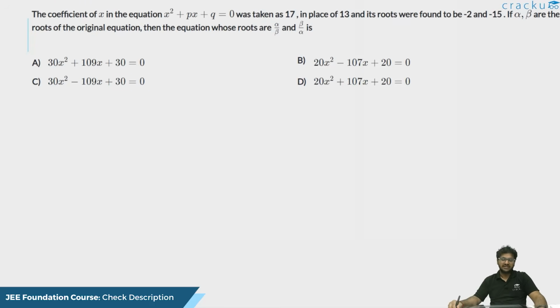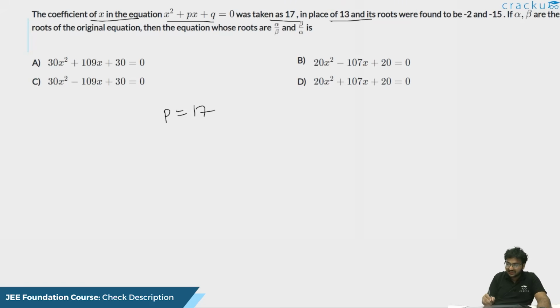Hi everyone, let us look at this question. The question says that the coefficient of x in this equation was taken as 17. So the coefficient is, P is equal to 17, in place of 13. So actual P should be what? P should be equal to 13.